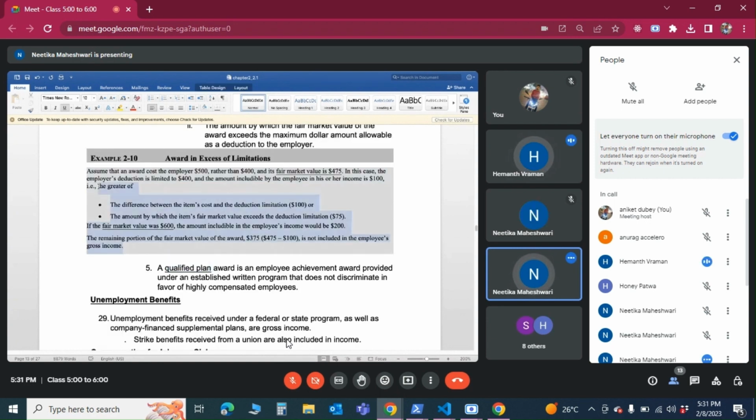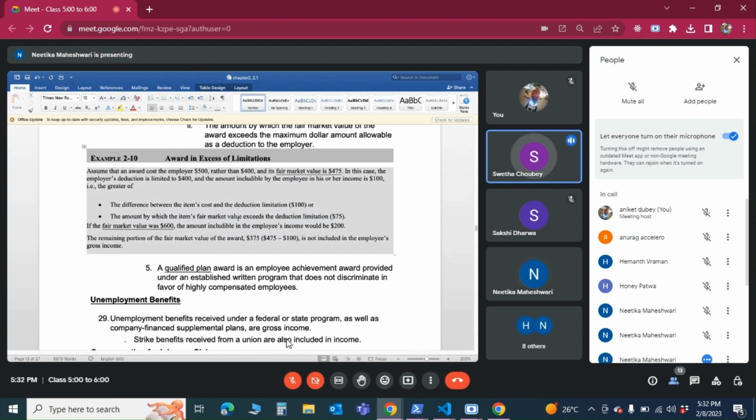Okay, Sakshi, can you start? Or maybe Rohit, one of you. Assuming that an award costs the employer $500 rather than $400 and its fair market value is $475. In this case, the employer's deduction is limited to $400 and the amount includable by the employee in his or her income is $100. That is the greater of the difference between the item's cost and the deduction limitation, $100, or the amount by which the item's fair market value exceeds the deduction limit, $75.